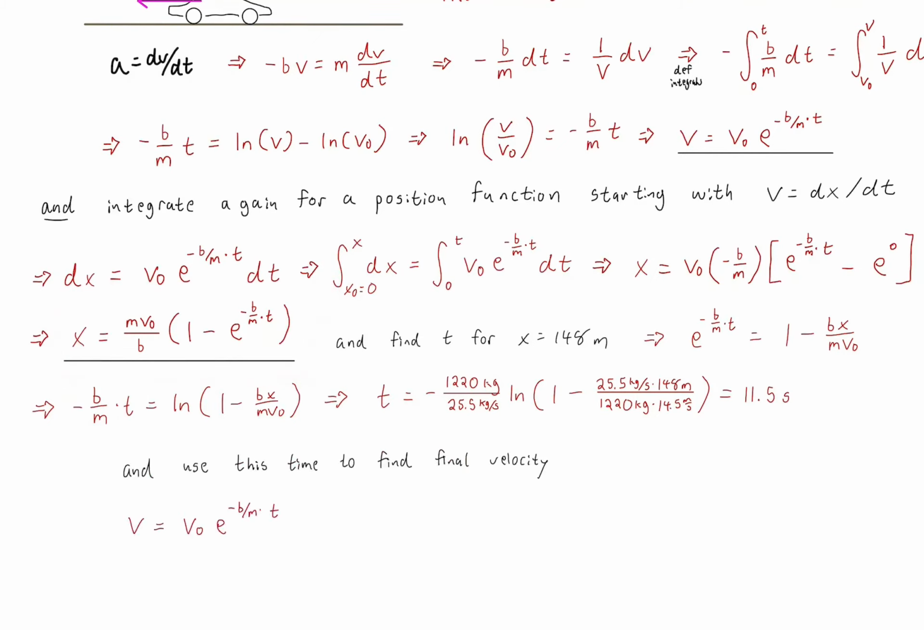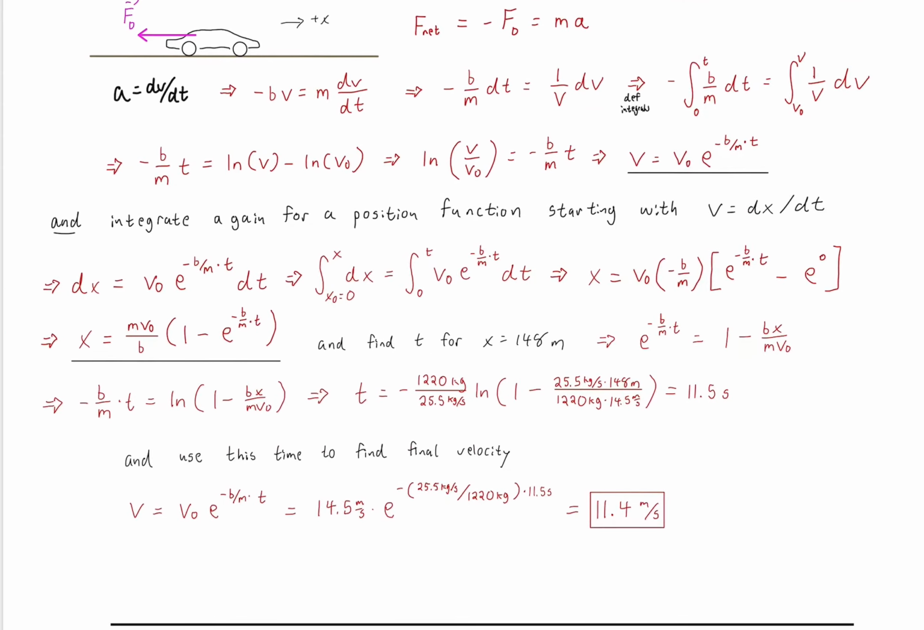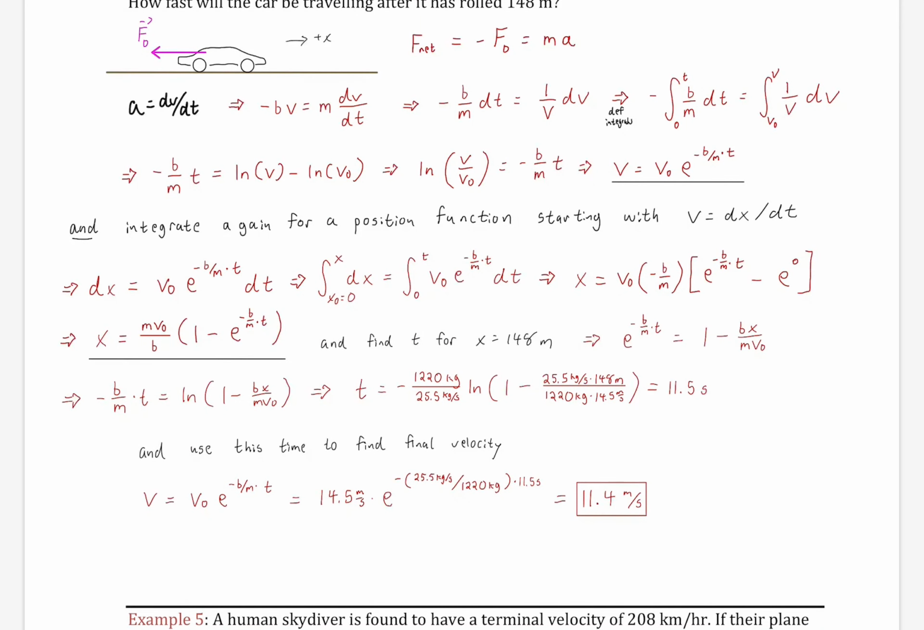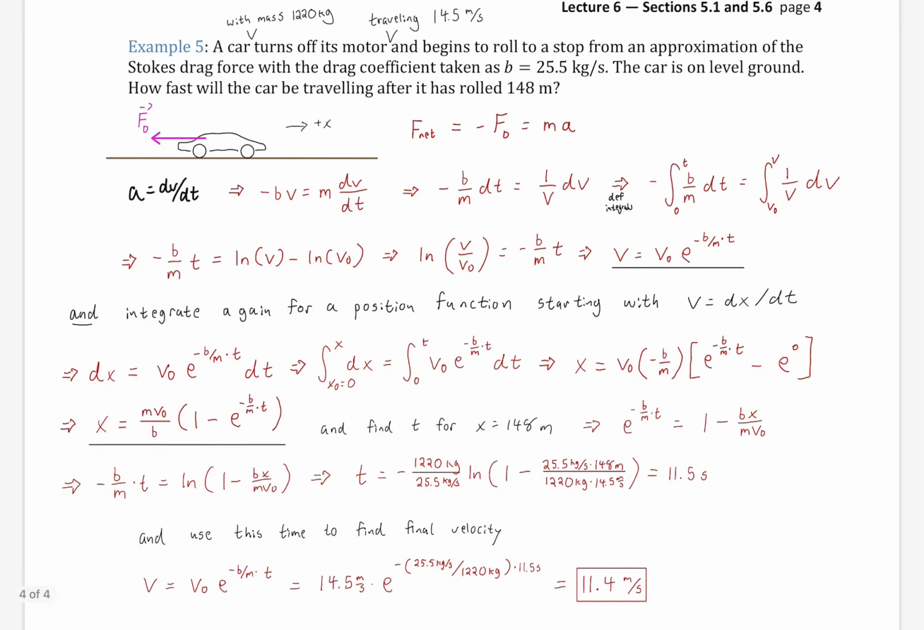So then use this time to find final velocity. There's our function. Plug in our 11 seconds, drag coefficient, mass, initial velocity. There we go, 11.4 meters per second. So I think that's pretty cool. This is really showing what you can do with this idea, with this definition of the drag force, whether it's combined with gravity or not.